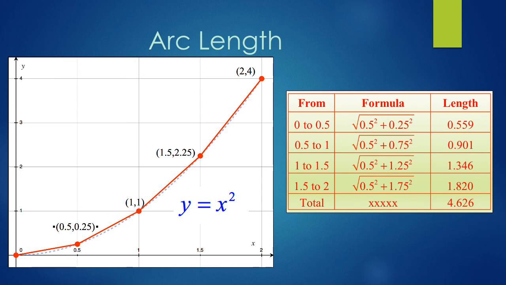So from 0 to 0.5, the length of the line is the square root of 0.5 squared plus 0.25 squared, and that is 0.559. From 0.5 to 1, the length of the line is the square root of 0.5 squared plus 0.75 squared, or 0.901. And we can continue the same pattern from 1 to 1.5. The length of the line is 1.346, and from 1.5 to 2, the length of the line is 1.82. Add up all those lengths, and we get 4.626. Again, this is a very good approximation, but it is still an under approximation of the true length of the curve.